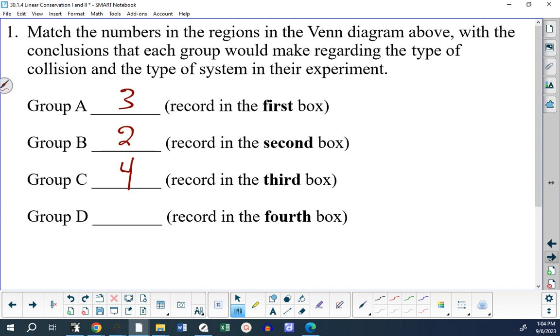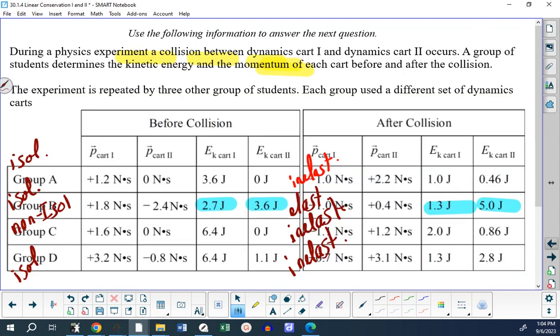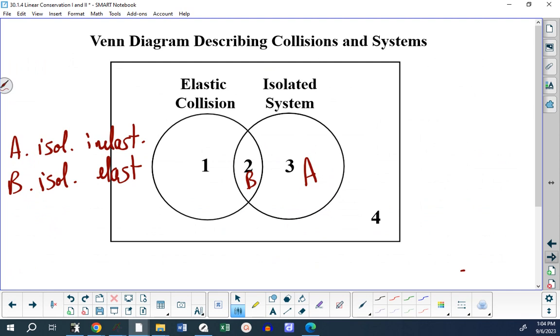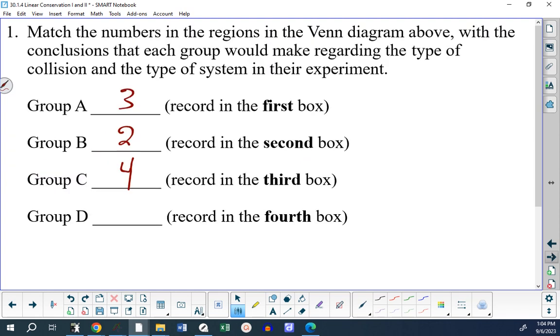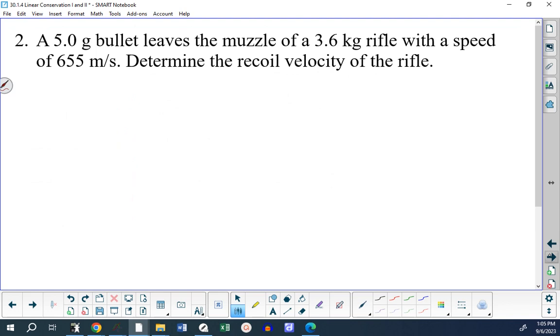And if we take a look at D, D was isolated and inelastic. Isolated would be here, inelastic would be here as well. So this is also 3. Which brings up an important point. Some people do these problems and think you're going to have 4 different numbers because there's 4 different things. You can have 4 of the same numbers. Again, this is just a very lengthy question because of all of the detail you have to sift through to get to the answer.